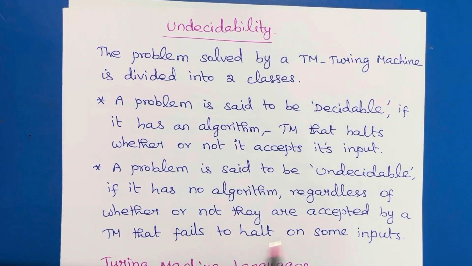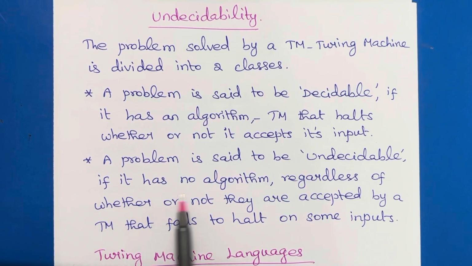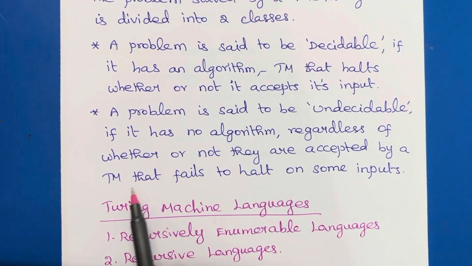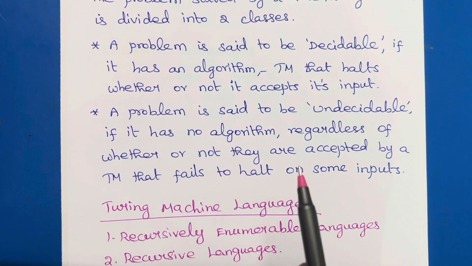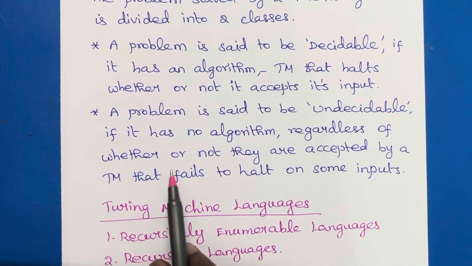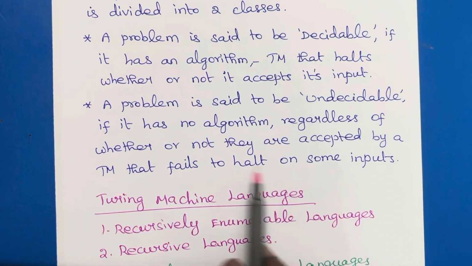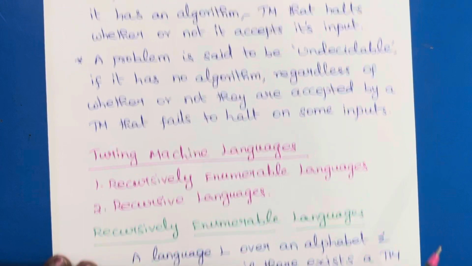Then the next one is undecidable. A problem is said to be undecidable if it has no algorithm, regardless of whether or not the inputs are accepted by a Turing machine, because the Turing machine fails to halt on some inputs. So here the Turing machine halts on some inputs and fails to halt on others, which means the problem is undecidable and it has no algorithm, because it doesn't halt on some other input.